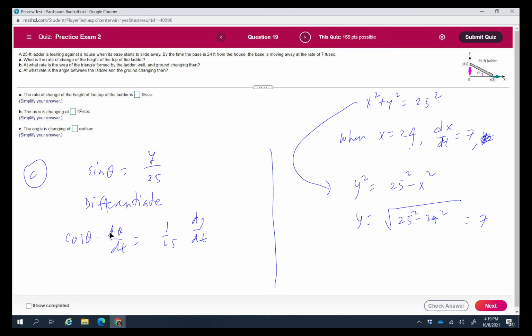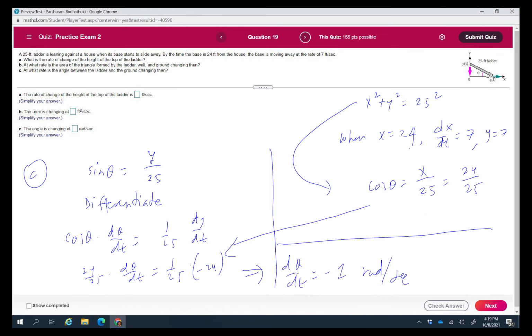So for finding the rate of change of theta with respect to time, we need to find cosine theta when x equals 24, dx over dt is equal to 7, and y equals 7. Using this picture, we can find cosine theta, which is basically base over hypotenuse, which is x over 25. Since x is 24, that is 24 over 25, and we plug this value of cosine theta into the given equation here.